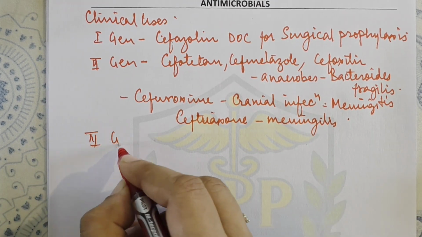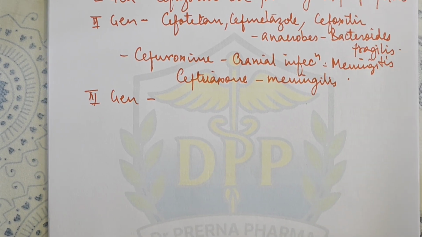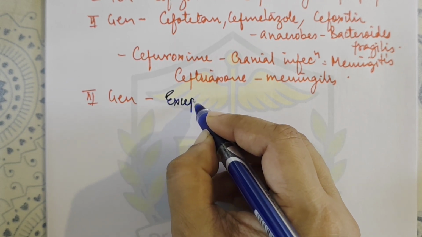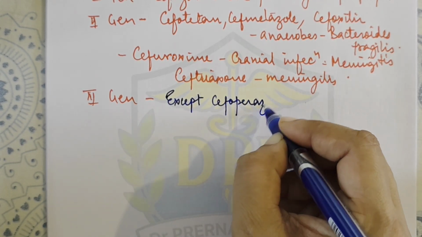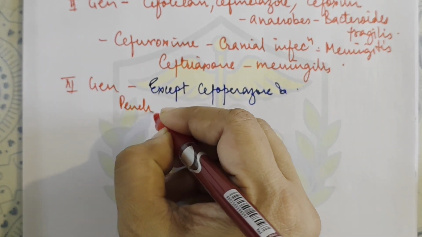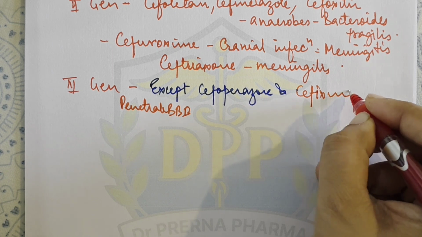Then the third generation compounds. Now these are active against gram-negative organisms also. They penetrate the CSF, the blood-brain barrier, except cefoperazone. All these drugs penetrate the blood-brain barrier except cefoperazone and cefixime.